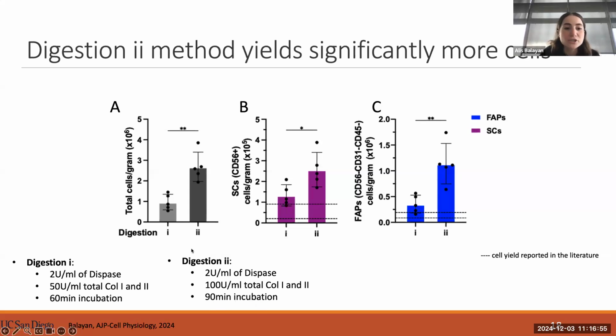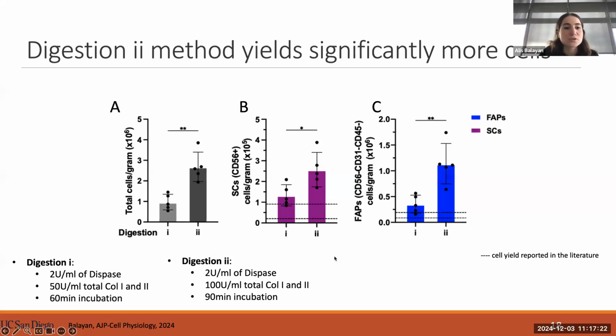With digestion 2, I was able to get a lot more cells. The total number of cells per gram of tissue was a lot higher in digestion 2. That also translated into having a lot more satellite cells, as indicated here by CD56 expression, and also fibroadipogenic progenitors. These yields were also compared to some of the reported values in the literature, and you could see here the range in dotted lines.